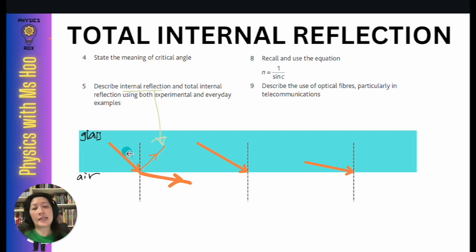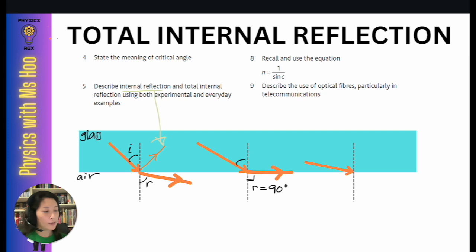When the incident angle increases in glass, the refracted angle in air increases. It'll come to a point where the light ray that's refracted out in air ends up traveling along the boundary. At this point, the refracted angle is 90 degrees.